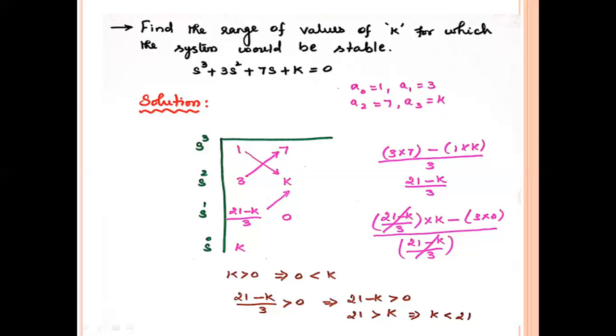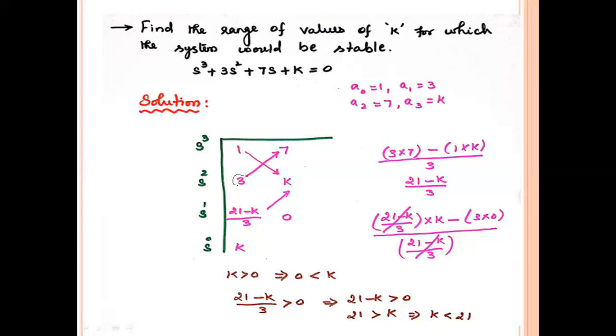So that's why here you see what I wrote: a0 value is 1, a2 value is 7, then a1 value is 3, a3 value is K. First I arrange these values. After that, I have to find out the row 3 first element. How to find it? This is very simple. First you have to do the upward multiplication. That means 3 is multiplied with 7, minus the downward direction, 1 is multiplied with K.